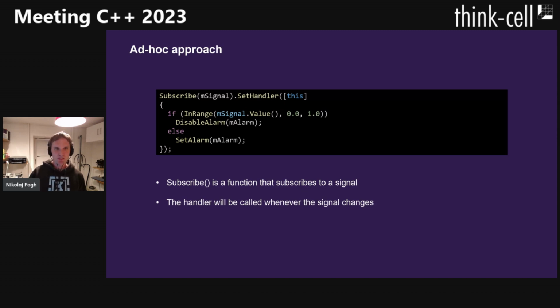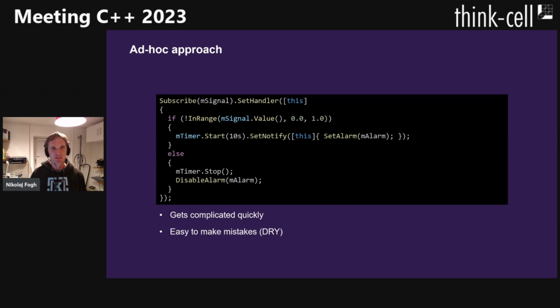The problem with this is that it gets complicated fairly quickly. Now, let's imagine we have some signal that's a bit noisy, so we don't want to immediately set an alarm the first time the value goes above 1. So instead, we want to have a delayed alarm. So instead of setting an alarm immediately, then we start a timer. Let's say we wait 10 seconds. If it's still not in range, well, then we want to set the alarm. And if it's in range again, we need to stop the timer and we need to disable the alarm again. And then it gets complicated fairly quickly.